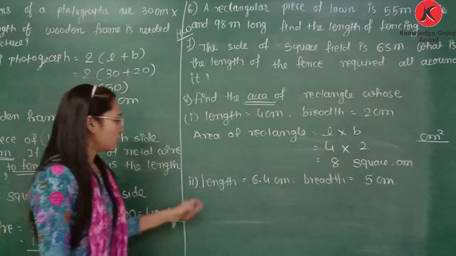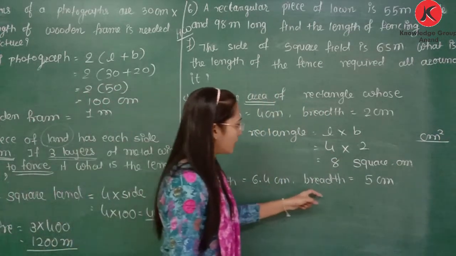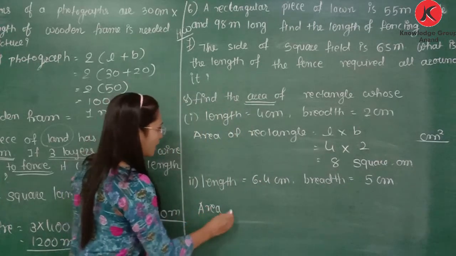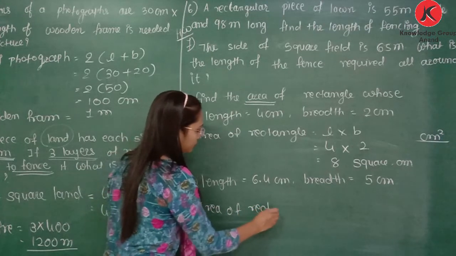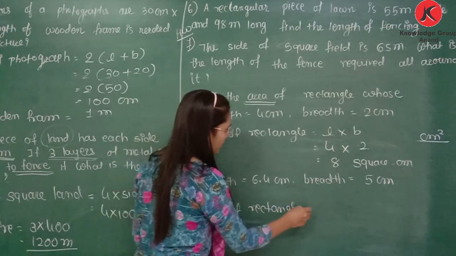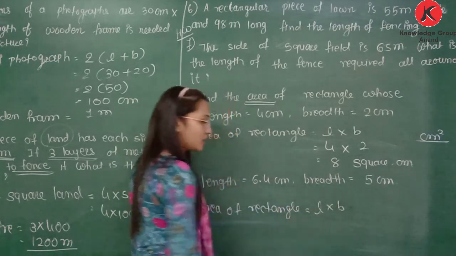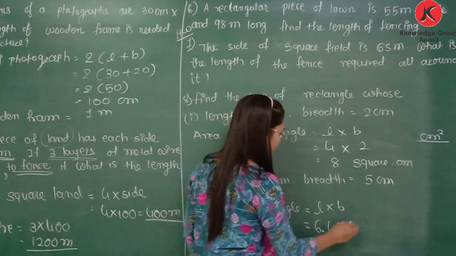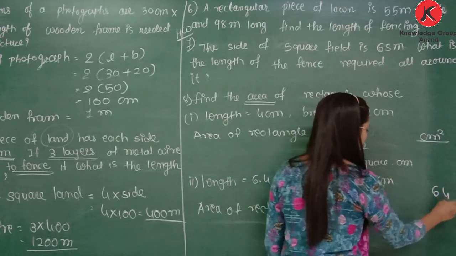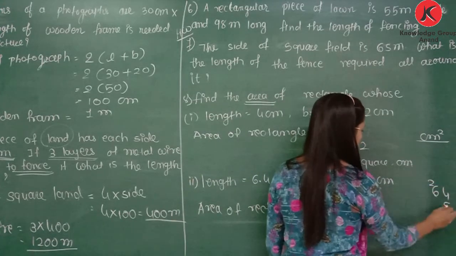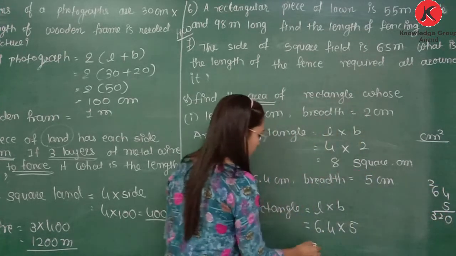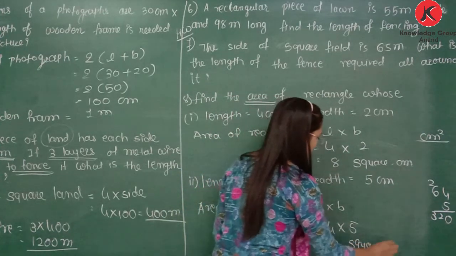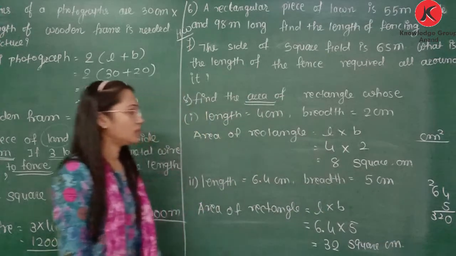Now next one. Length is 6.4 centimeter and breadth is 5 centimeter. So area of rectangle, that is what? Length multiplied breadth. So it is 6.4 multiplied 5. Now multiply 64 with 5. So it is 320. 32 square centimeter.